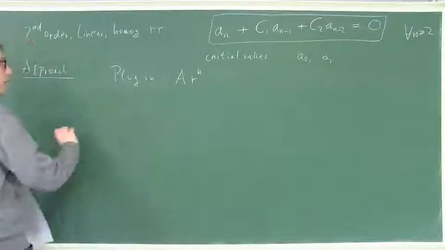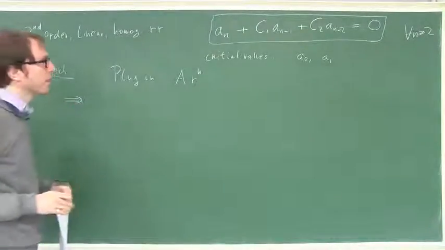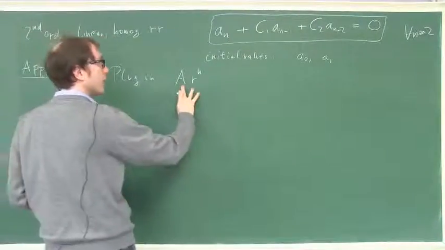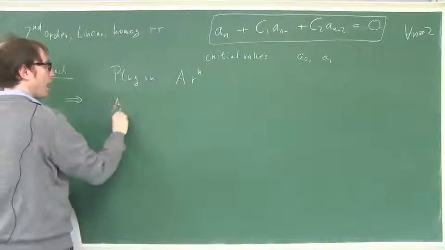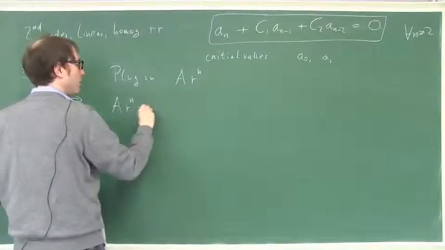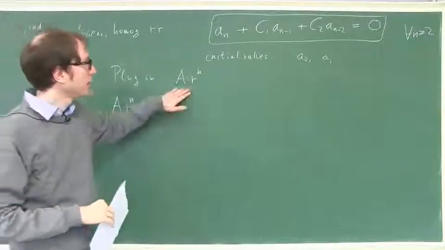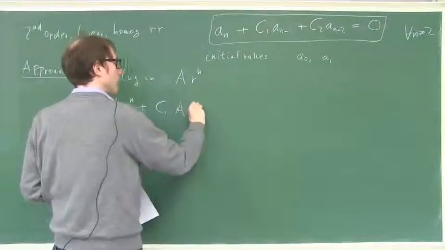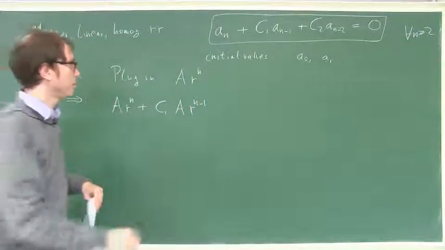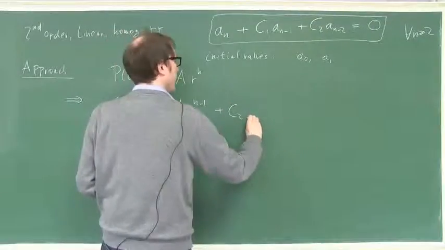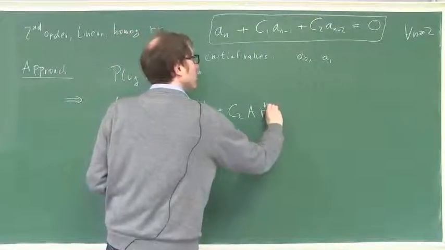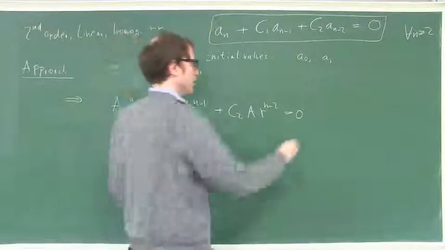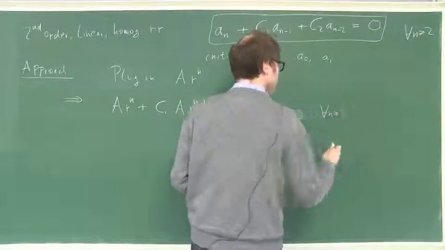Important is now, if you plug this in, what do you get? Okay, let's plug this in here. So think of this as being a_n. So we get a times r^n plus c1 times, now let's plug this in for n minus 1, so this is a times r^(n-1), plus c2 times a times r^(n-2) should be equal to 0 for all n greater than 2.